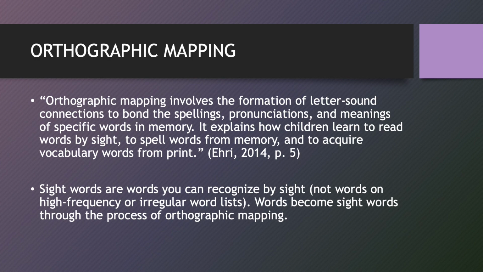I'd like to clarify the use of the term sight word. It's often used in an instructional context to refer to words on lists of high frequency or irregular words. But in the literature on reading development, it means any word that can be read by sight. And words become sight words through the process of orthographic mapping.